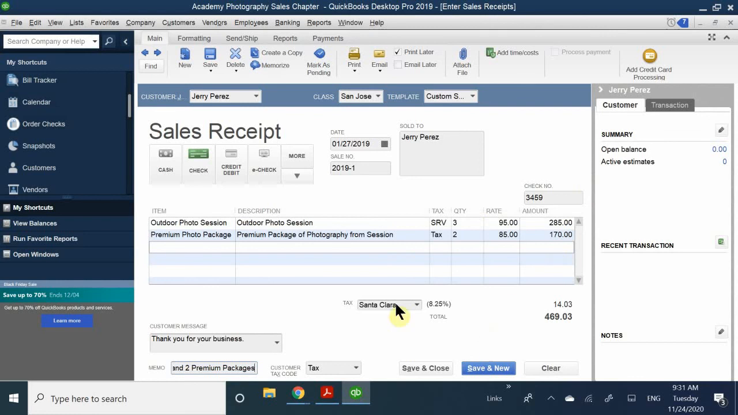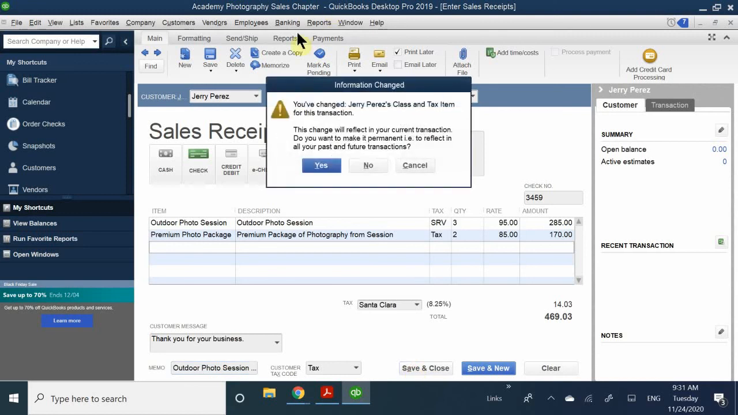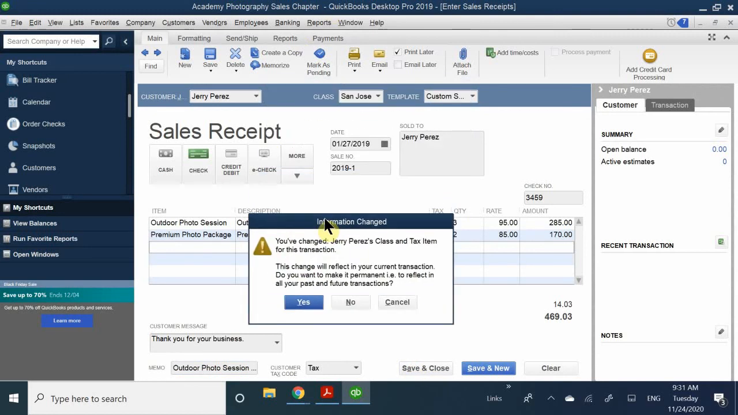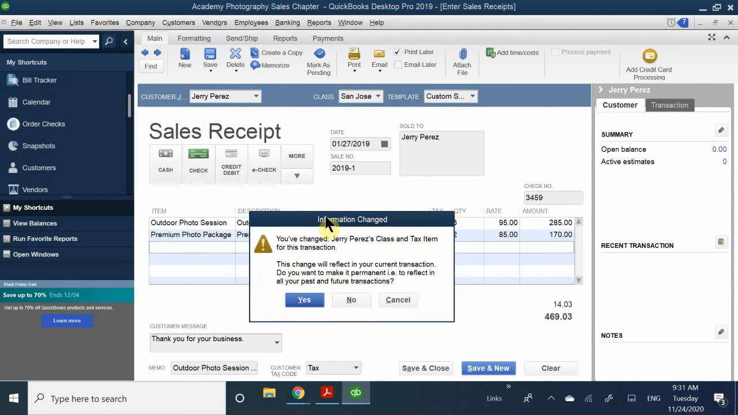Anything else that we can provide? Nothing. All right? That is all the information here. Then you're going to go ahead and click Save and Close. All right, and what does this message say?